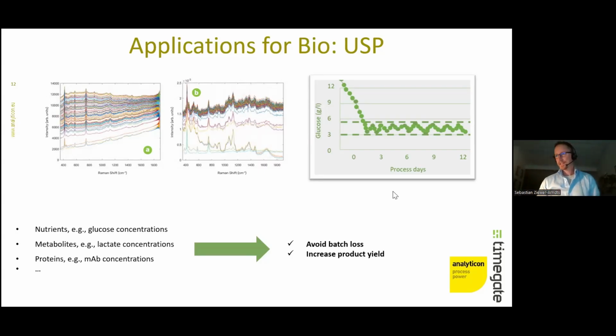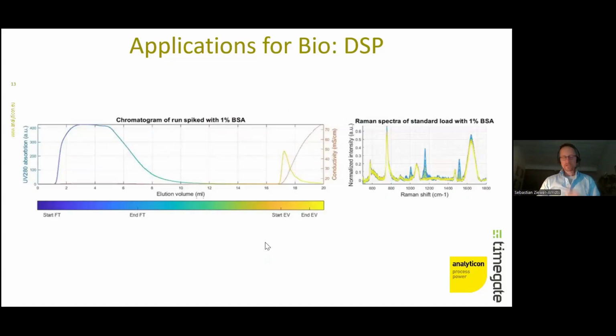But downstream is also quite interesting, because compared to UV-Vis, which you can see on the left, Raman spectra are also able to differentiate between different things. So UV is saying something is coming, and Raman spectroscopy can also tell you what is coming. So you can focus on that.